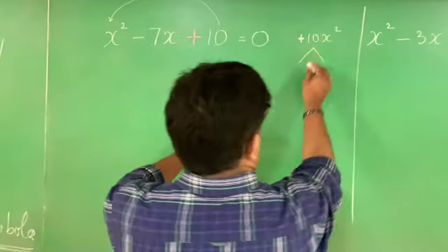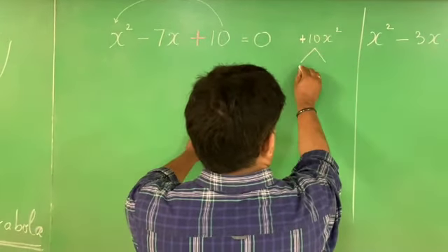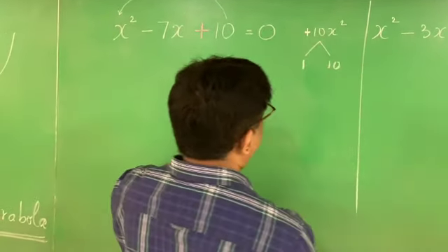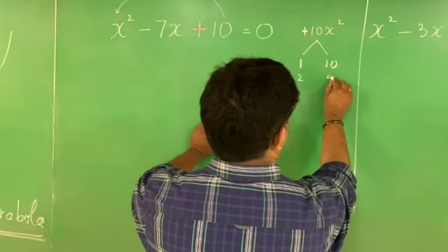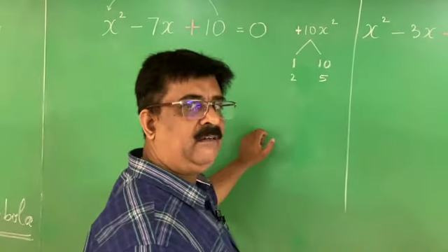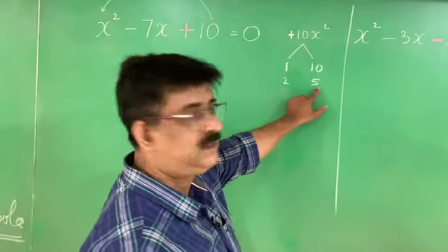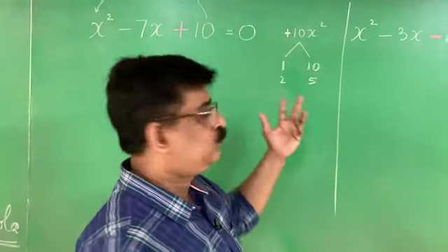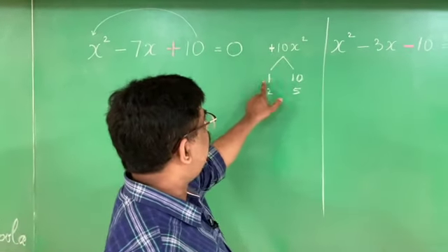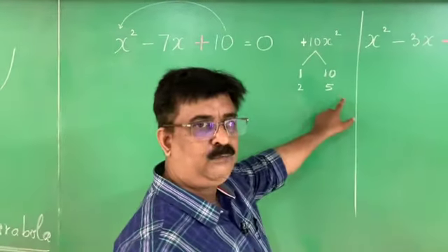Write the tables. 10 can be multiplied. 1 into 10 is 10. 2 into 5 is 10. Then what do you have? 3 into 4, no. Then again 5 comes. Stop. Only 2 sets of factors. 1 into 10, 2 into 5.